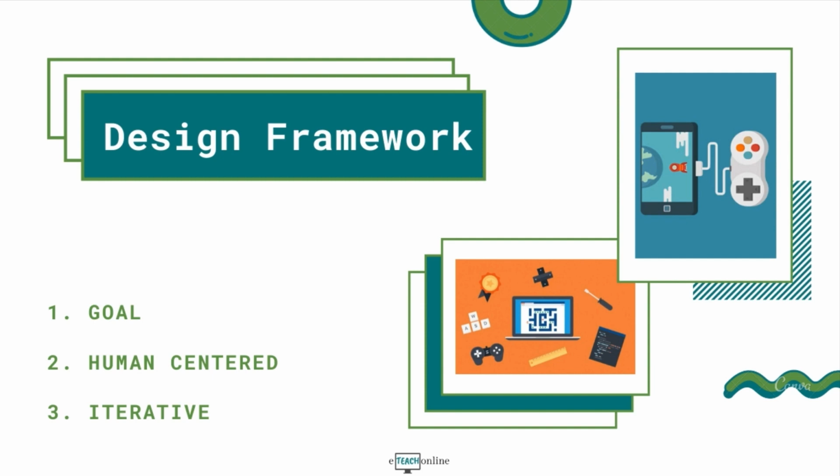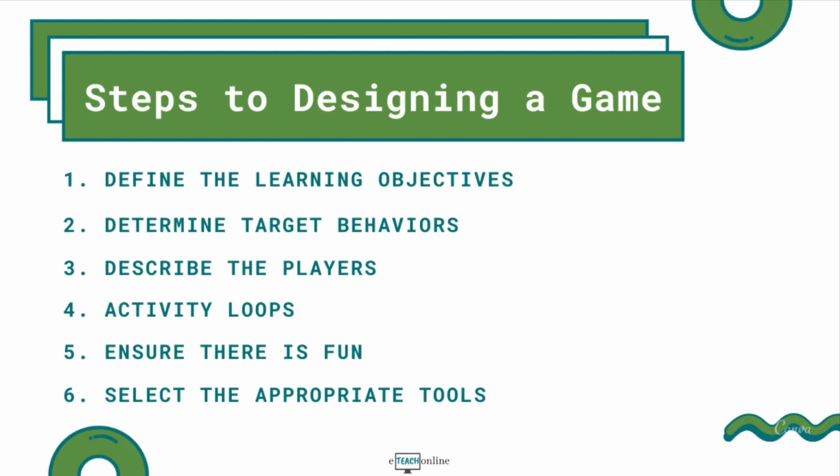In other words, it inherently expects that we are not going to get it right the first time. We have to bake in from the beginning the idea of trying, failing, learning, trying again, and iteration means doing the same thing multiple times but improving over time through the process. There are 6 steps to design a game in an e-learning course.